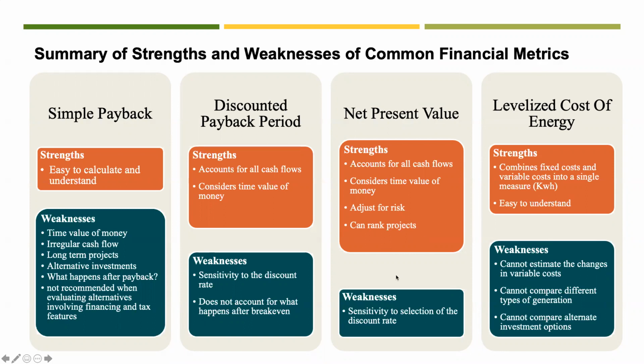And then finally, the levelized cost of energy. This is a metric that combines fixed cost and variable cost into a measure that's pretty simple to think about. It's the cost per kilowatt hour. So it's an easy metric. It's easy to understand.